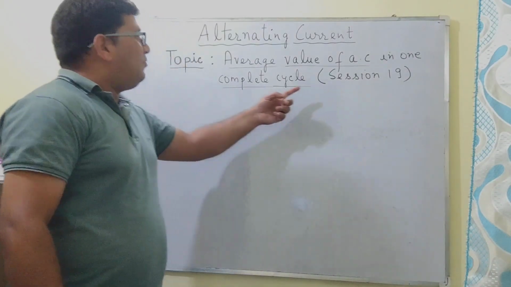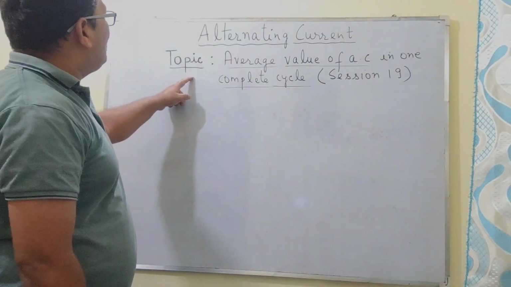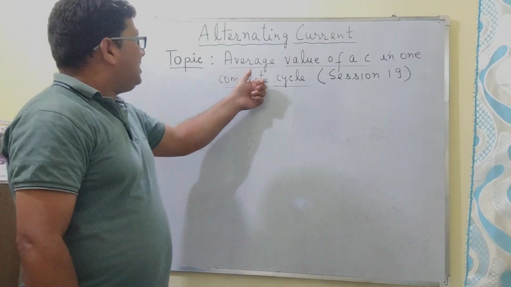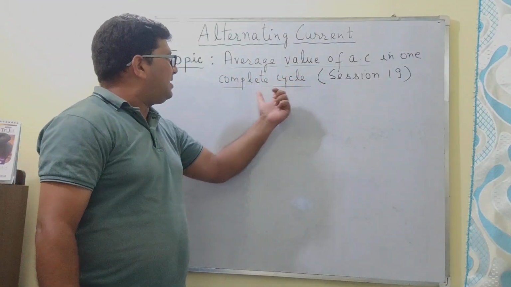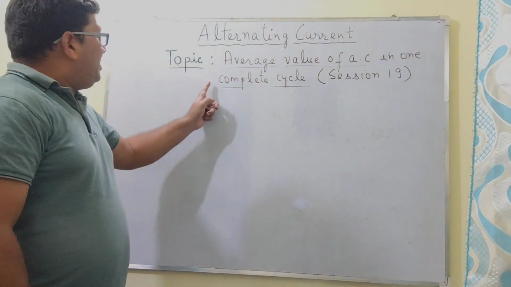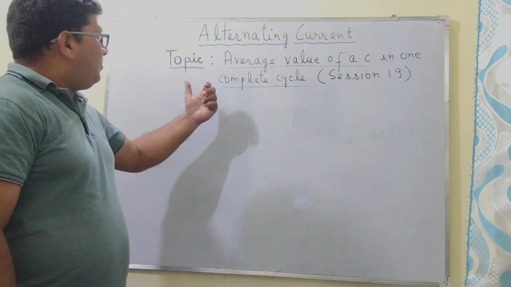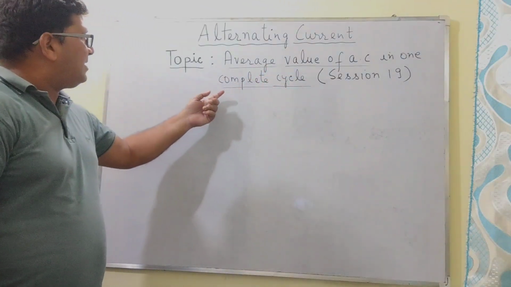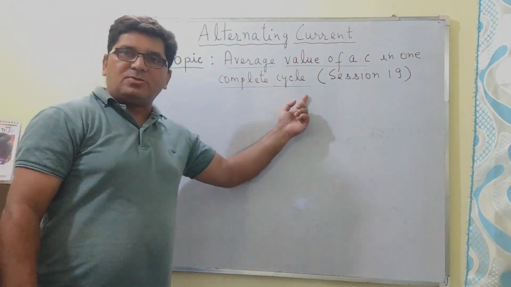Good evening and welcome to session number 19 from the chapter of alternating current. The topic is the average value of alternating current in one complete cycle. Today we will be proving mathematically that the average value of alternating current in one complete cycle is equal to 0.